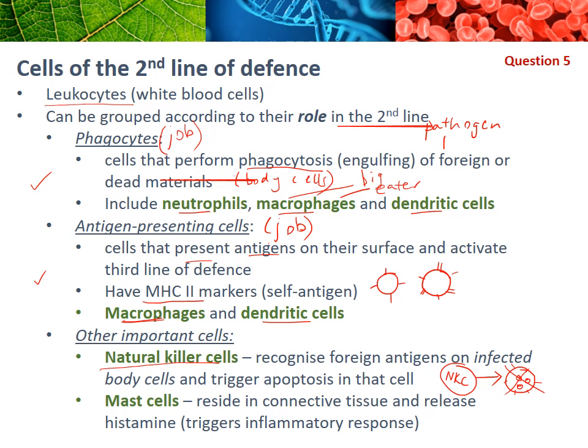There's also mast cells. Mast cells are found in the connective tissue around the body, and they release a signal called histamine, which triggers an inflammatory response. Again, we'll come back to that on Friday when we look at the inflammatory response. I know a lot of this is me saying we'll come back to that. We will. We'll tie this all together. Once you've got that written down, jump in and answer question 5 in the Google quiz.